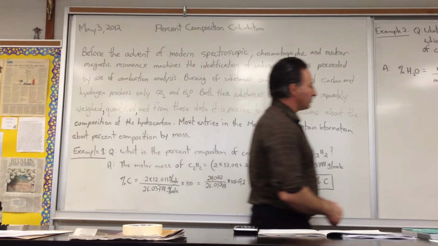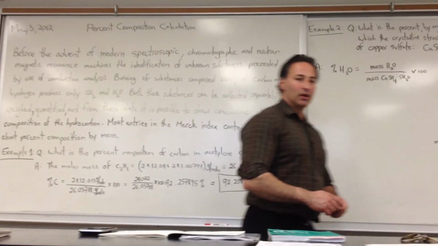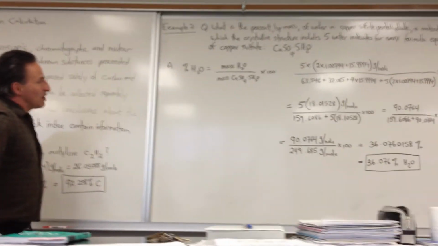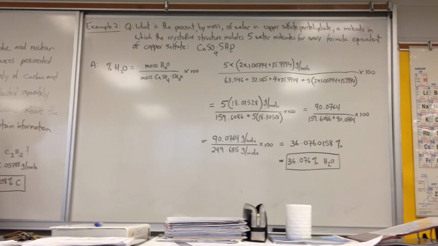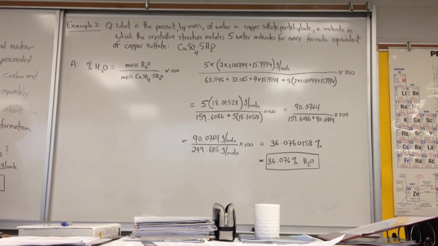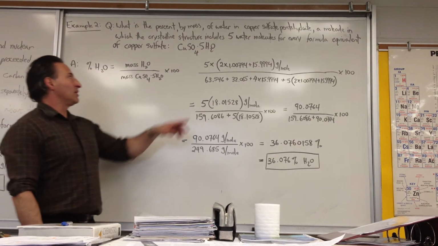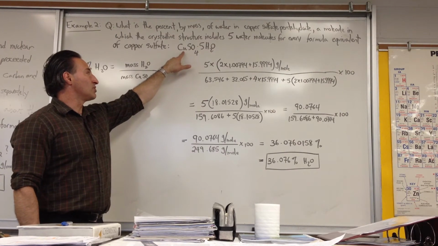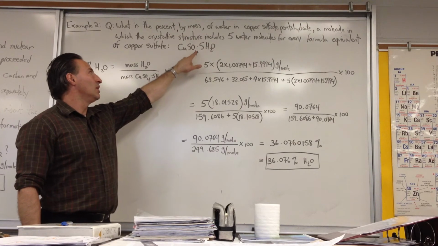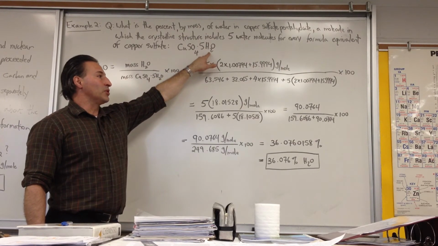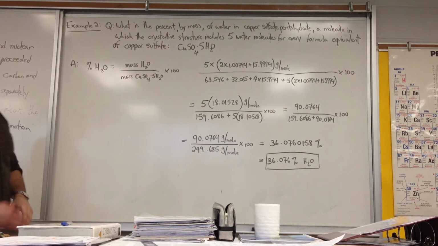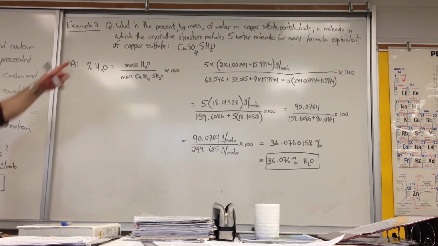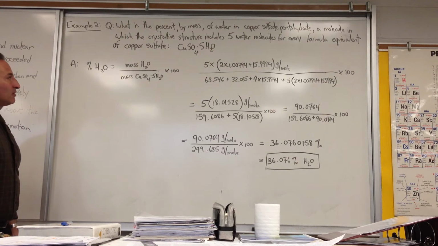In the second example, I asked the question, what is the percent by mass of water in copper sulfate pentahydrate, a molecule in which the crystalline structure includes 5 water molecules for every formula equivalent of copper sulfate. So the formula of copper sulfate pentahydrate is written like this. So it's cupric sulfate, so it's a +2 charge on the copper, sulfate is -2. Then you write a dot and 5H2O, which means the crystal comprises 5 water molecules for every copper sulfate.